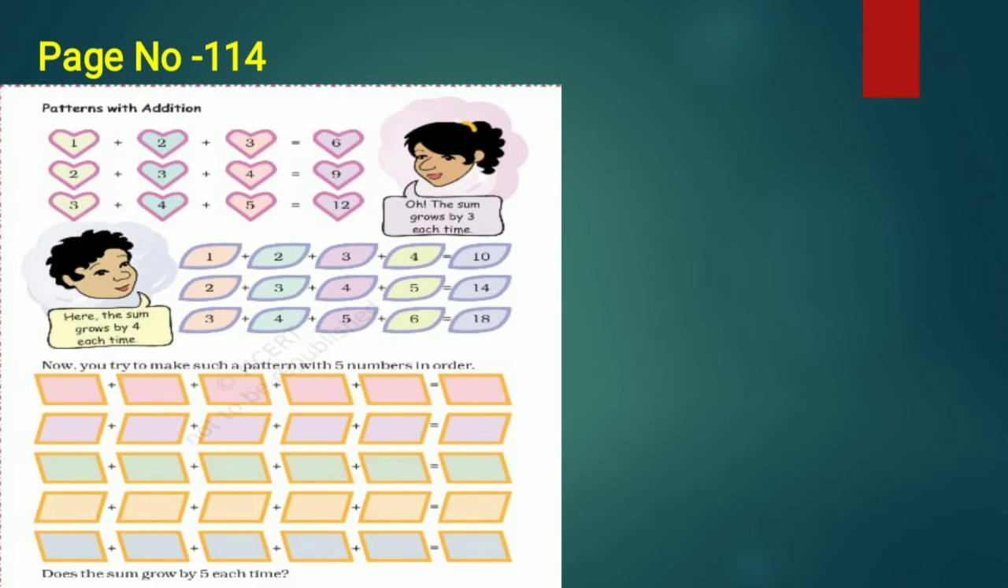1 plus 2 plus 3 equal to 6, then 2 plus 3 plus 4 equal to 9, and 3 plus 4 plus 5 equal to 12. You can see the sums, it is the addition of 3: 6 plus 3 is 9, 9 plus 3 is 12. So that girl is telling it has grown by 3 each time.